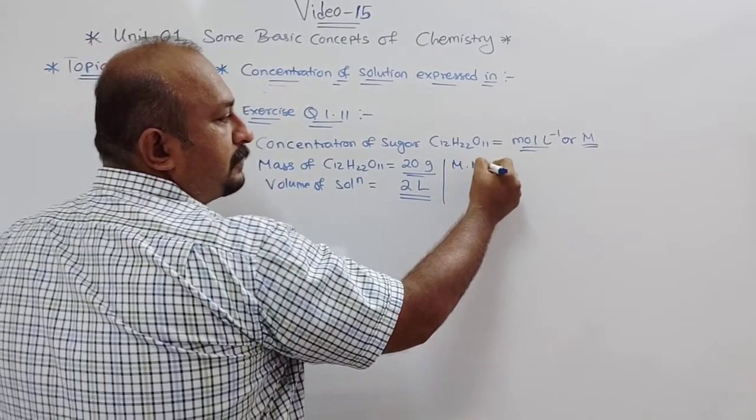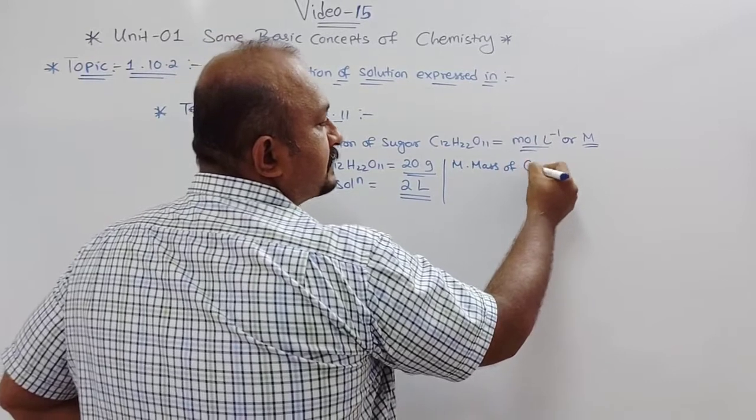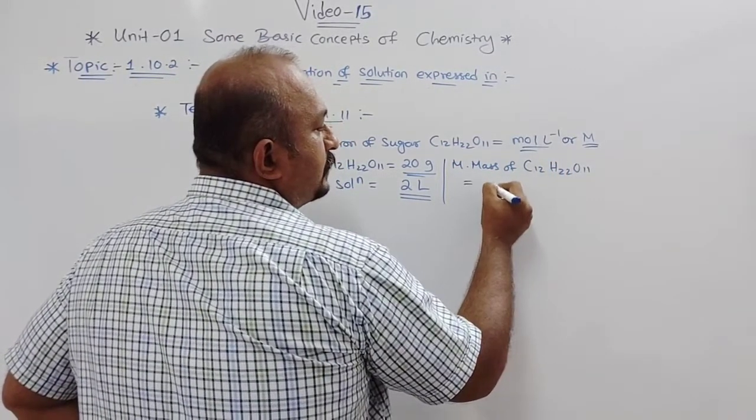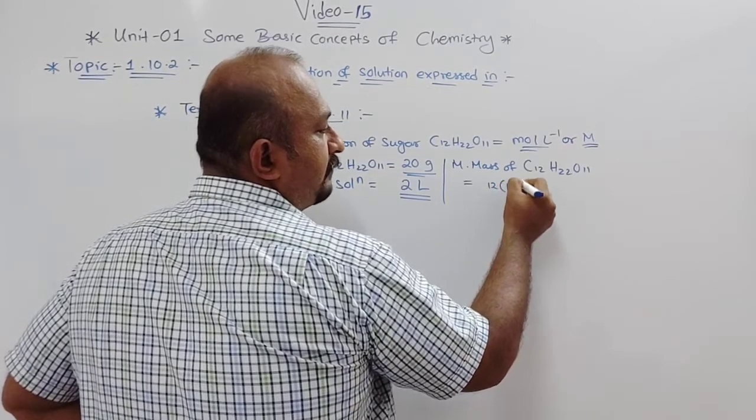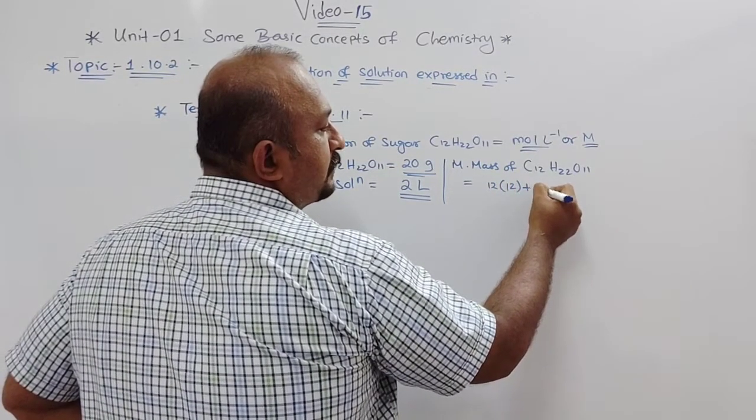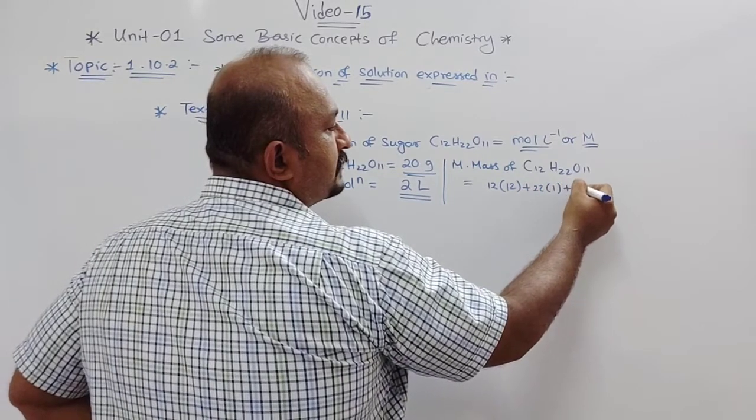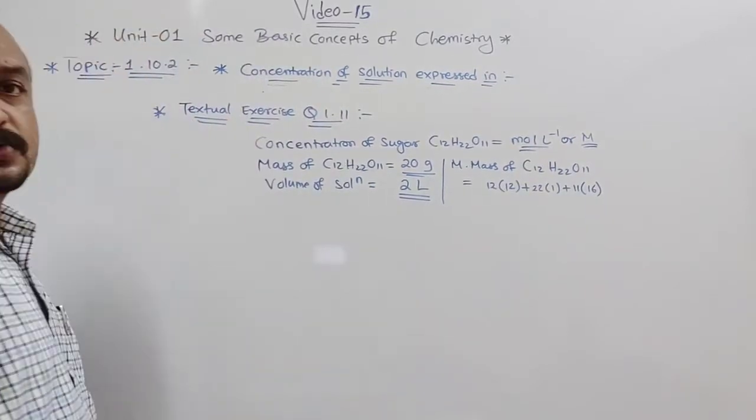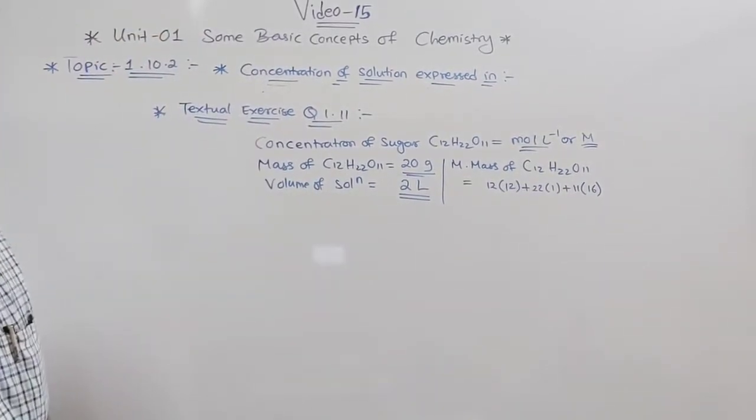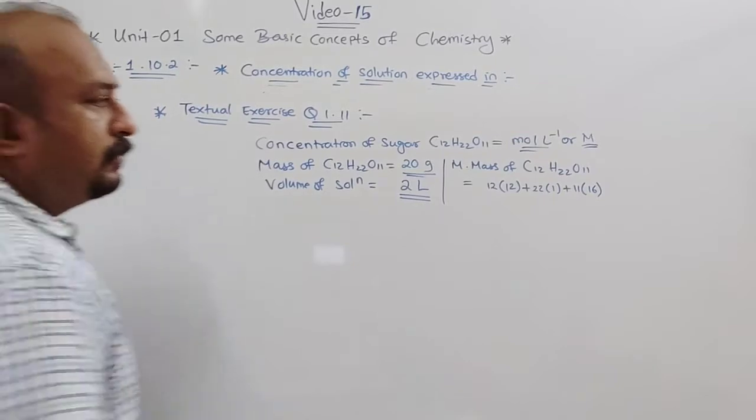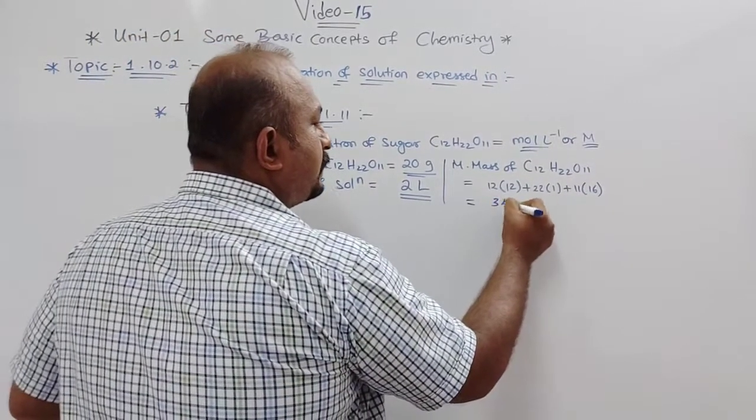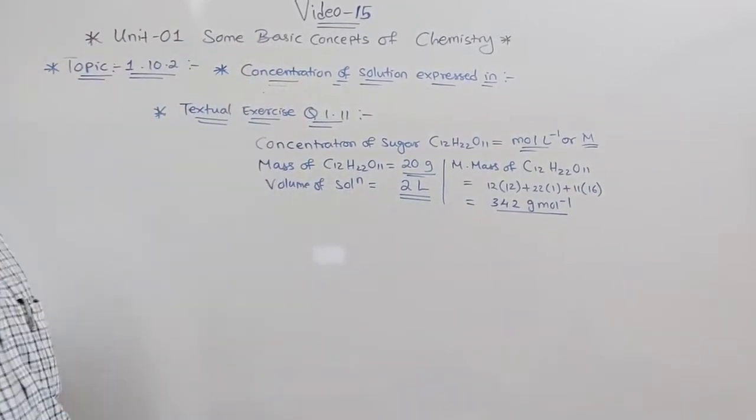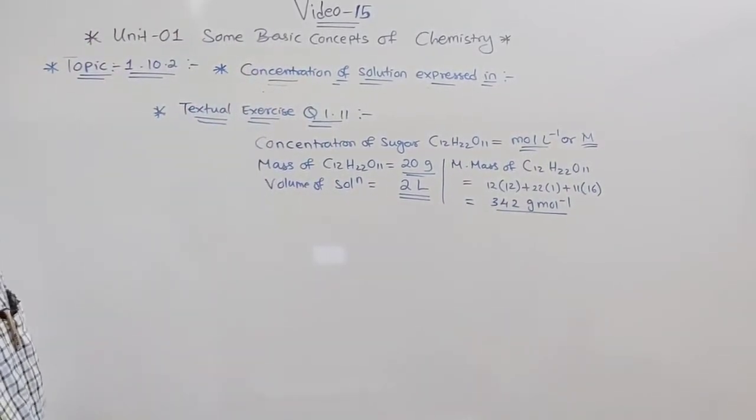The molar mass of C12H22O11 is 12 into 12 for carbon, plus hydrogen 22 into 1, and oxygen 11 into 16. If you calculate this, you will get the molar mass as 342 gram mole inverse.